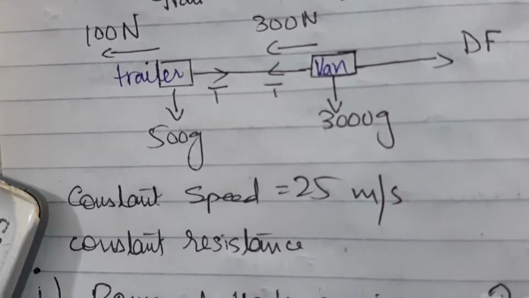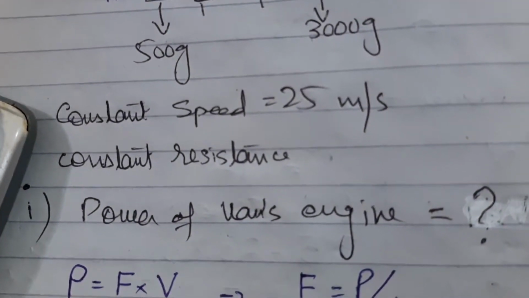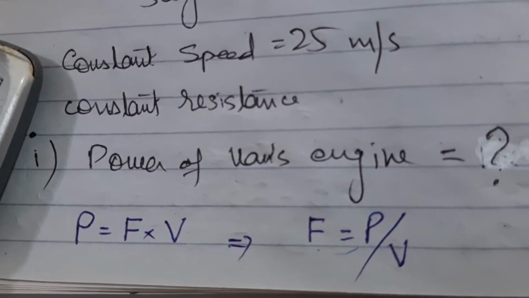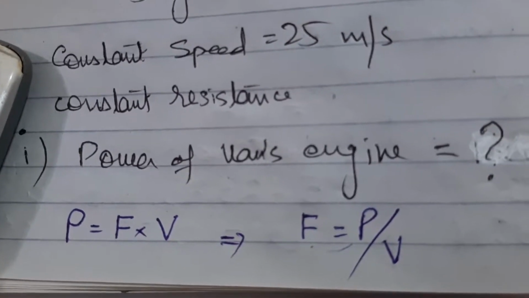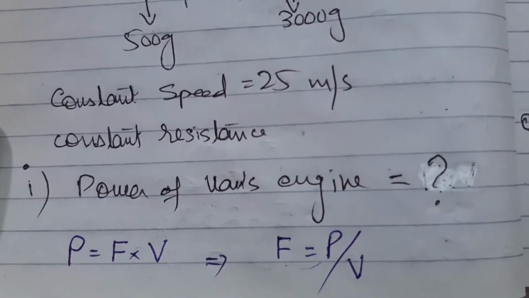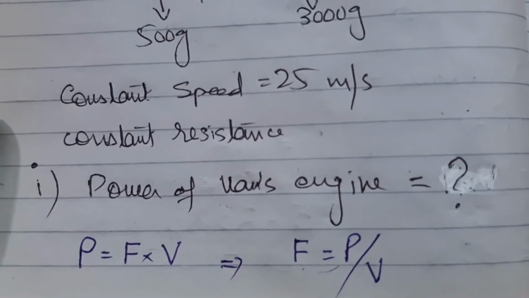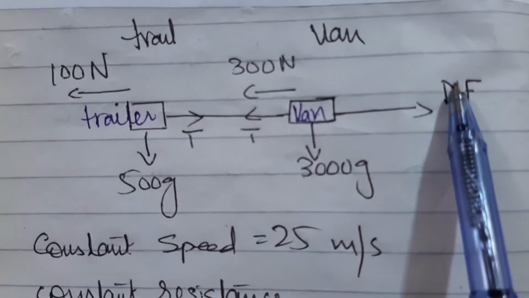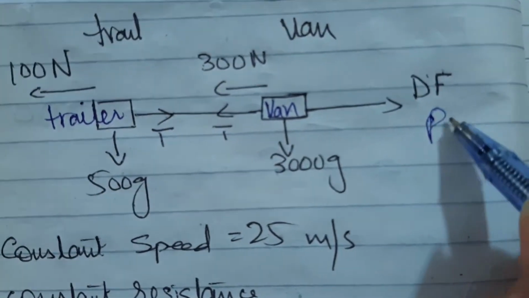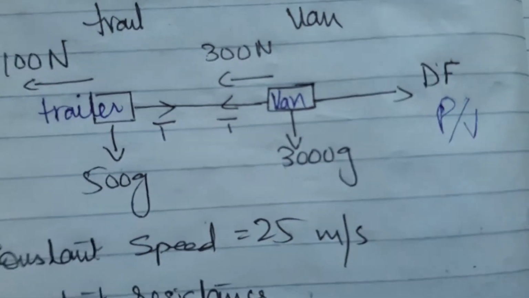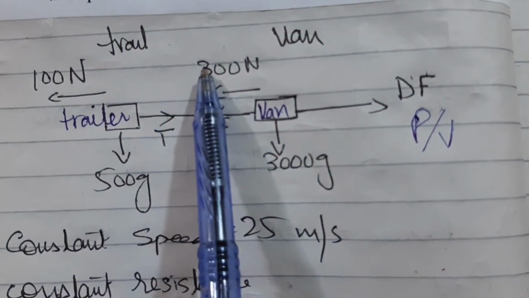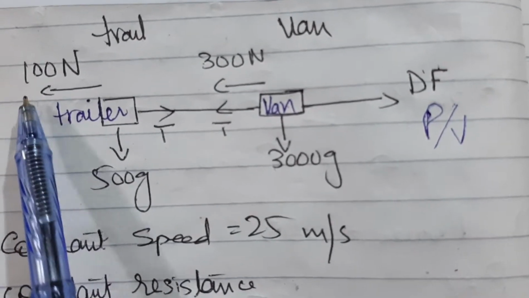So this is the explanation. These are the information from the question, right? I have to find out the power of the van's engine. Whenever we see the word power, immediately the formula comes to our mind, right? So if I have to find the power of the van's engine, let's go and see the diagram once again. You know, this driving force is actually equal to power divided by velocity. Agreed? So I can say power divided by velocity minus 300 minus 100 equals ma.